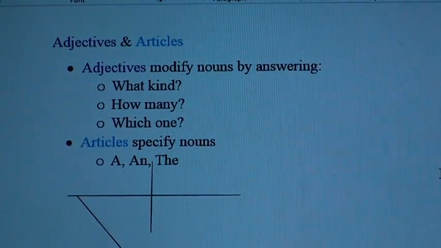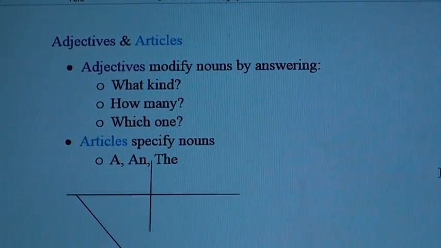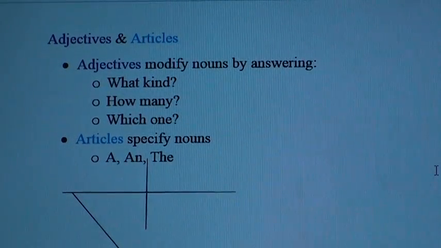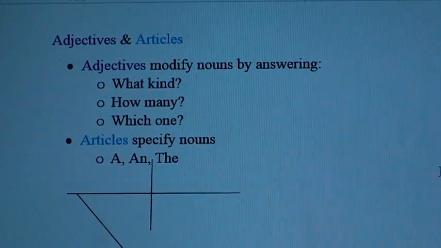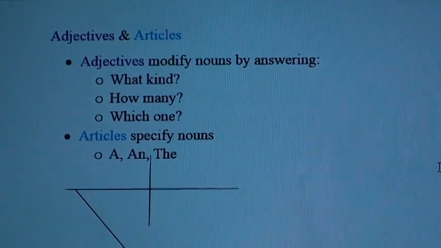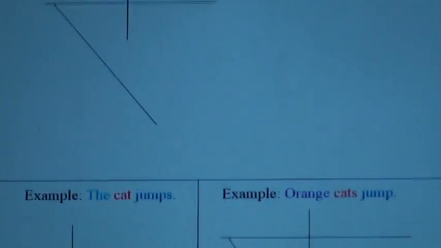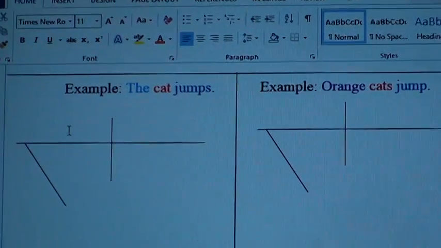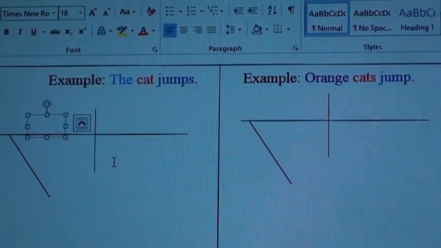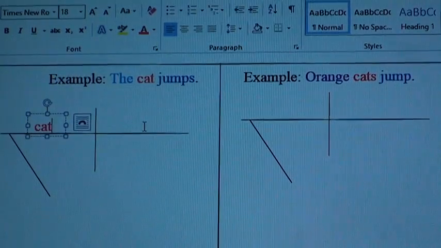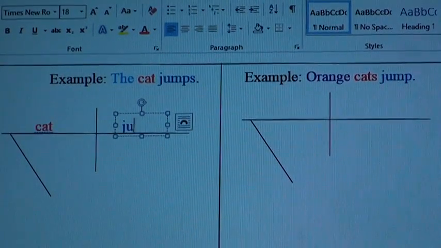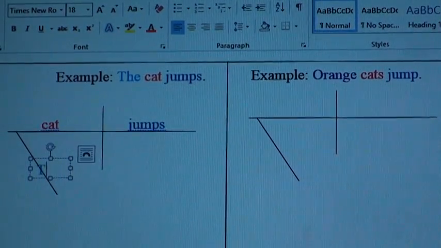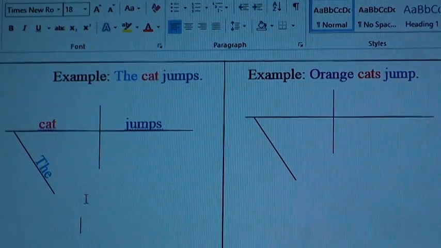Articles and adjectives are diagrammed by going on a diagonal line that comes off of the word it modifies. Sometimes more than one adjective can modify the same word, so two diagonal lines will be present. Let's try some examples. The cat jumps. Let's start with our subject. Our subject in this sentence is cat because it performs the action. Our verb in this sentence is jumps because it is the action being performed. The article the specifies cat, so it will come on a diagonal line off of cat.